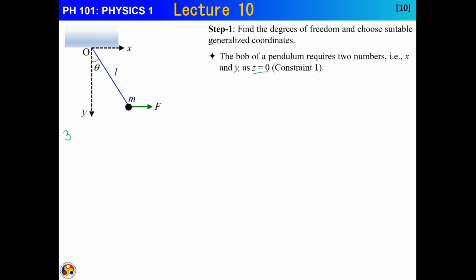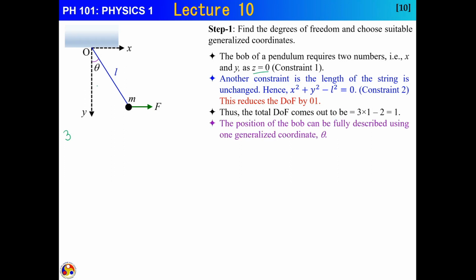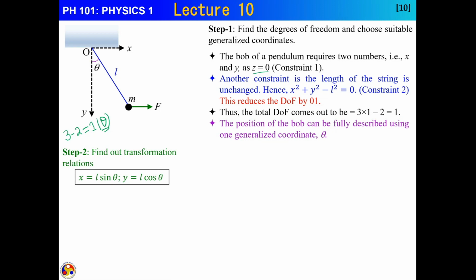The other constraint we have is that the length of the pendulum is not changing, and therefore the second constraint comes with the concept of x square plus y square minus L square is simply 0. So, keeping these 2 constraints, the total degrees of freedom in this system is simply 1, and the position of the bob can be well explained by using the generalized coordinate theta. So 3 minus 2, which is 1, is theta that you are using here. Now the second step is to transform the relations. So you have x equal to L sin theta, y equal to L cos theta.